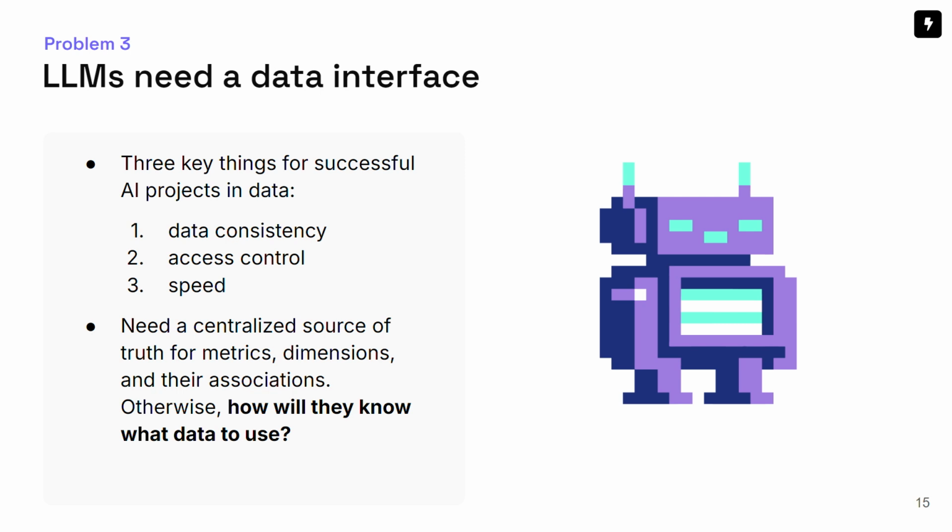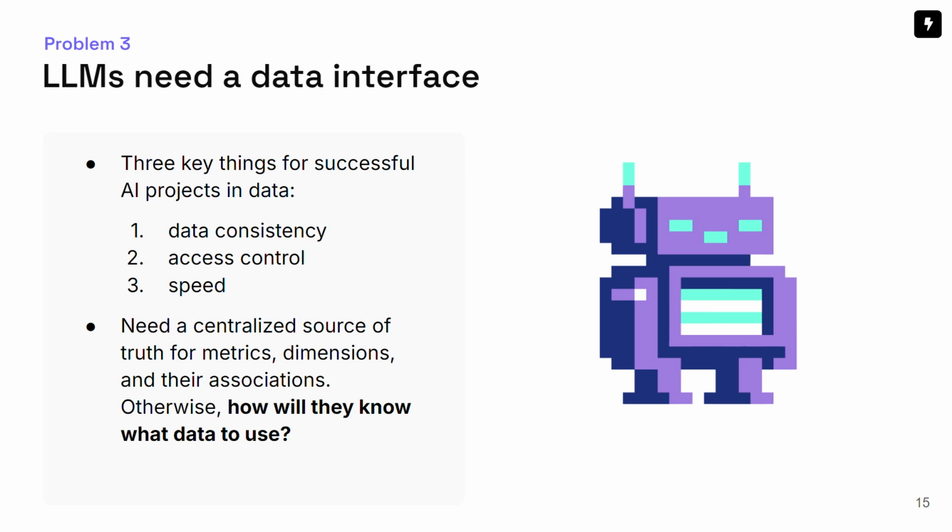And I can't do a talk in 2024 without talking about LLMs. So here it is, the glorified slide. I think LLMs need a data interface, right? People want to use LLMs in data analyses. They want to be able to build AI into their business. And to build successful AI projects, you need three things. You need data consistency, so you need accurate, consistent data. Otherwise, you'll never get the same answer to the same question, which is a problem in and of itself.